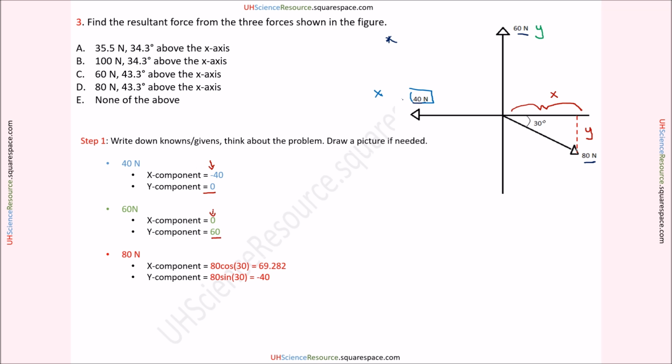If we look at our 80 Newton force, it's going to be made up of an x component and a y component. In order to figure out the x component, we're going to use 80 times the cosine of 30.